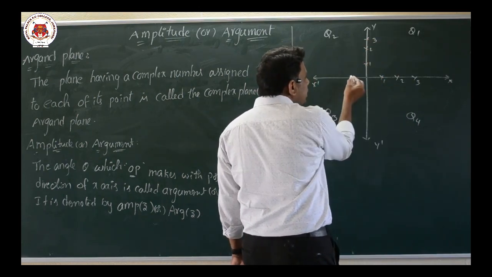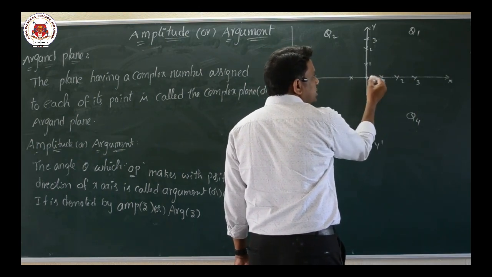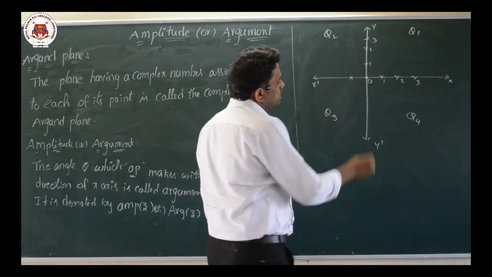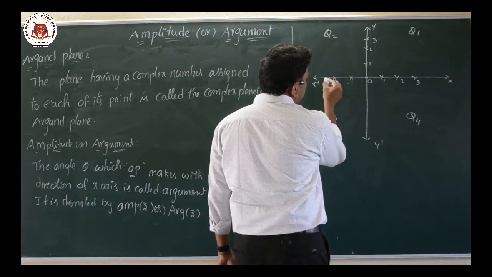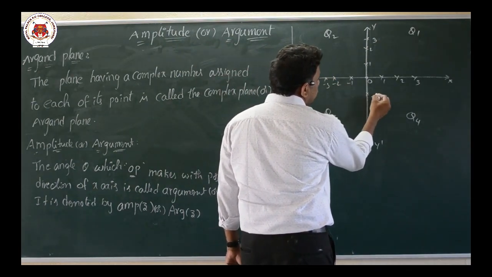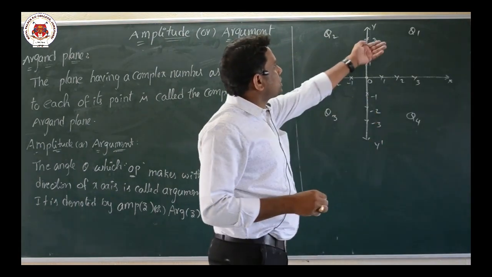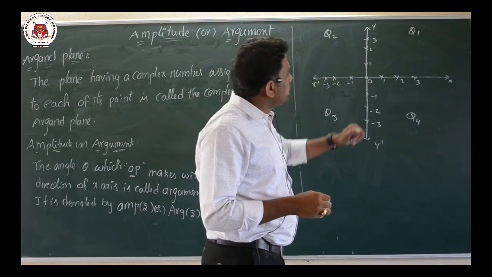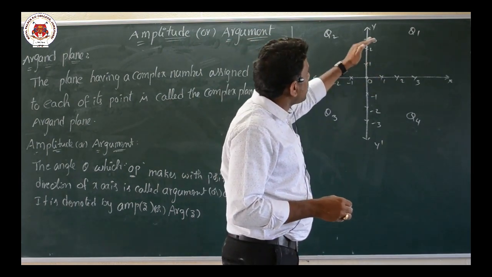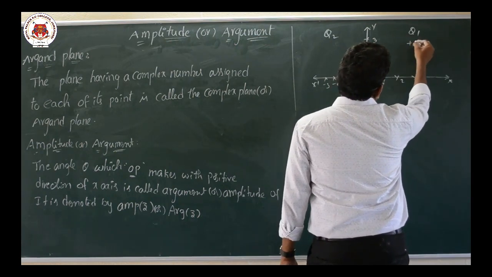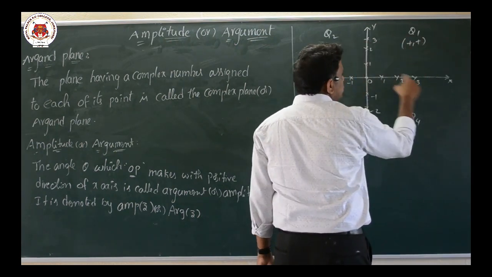If you come this side, this is the origin, that side is the positive value of x and the left side is the negative value of x. Assume -1, -2, -3. Here also -1, -2, -3. Now if you observe the first quadrant, x is positive and y is also positive. X and y both are positive in the first quadrant.